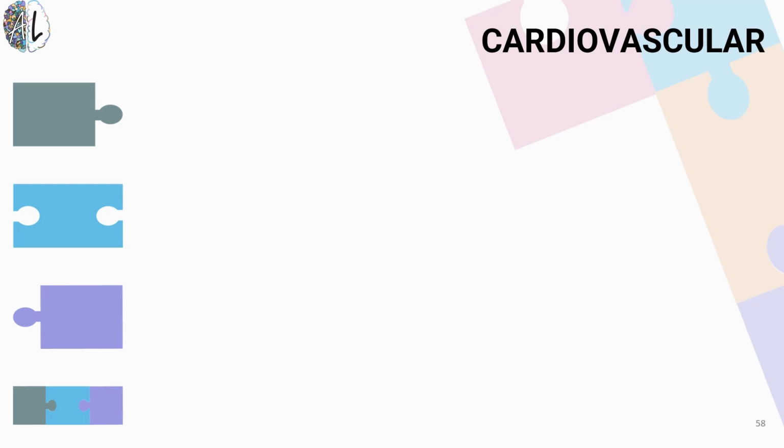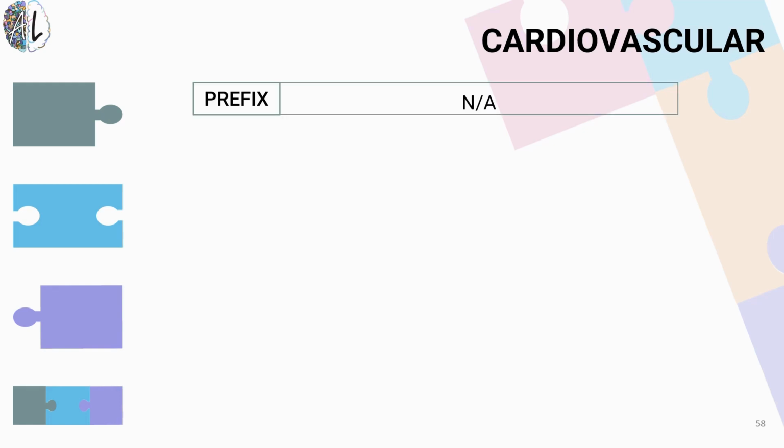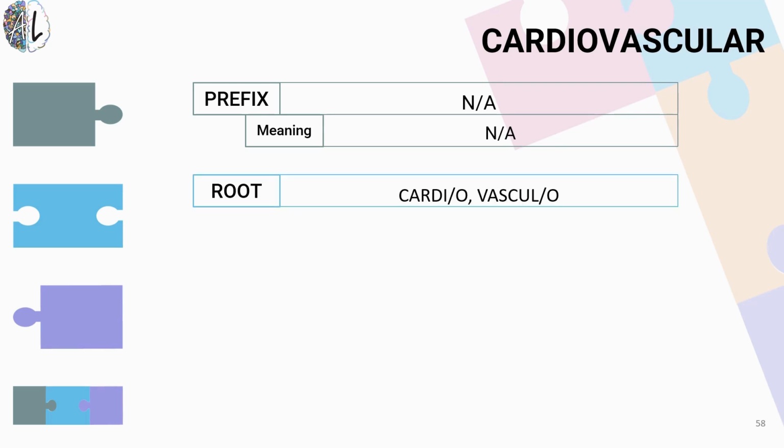Next up is our next body system, the cardiovascular system. See if you can remember how to break this down. And again, if you need to pause the video, please pause the video and then watch the solution. Okay, so in the word cardiovascular, we have no prefix. There are, in fact, two root terms. So the first root term is cardio, the second is vascular. And cardio refers to the heart, and vascular refers to blood vessels.